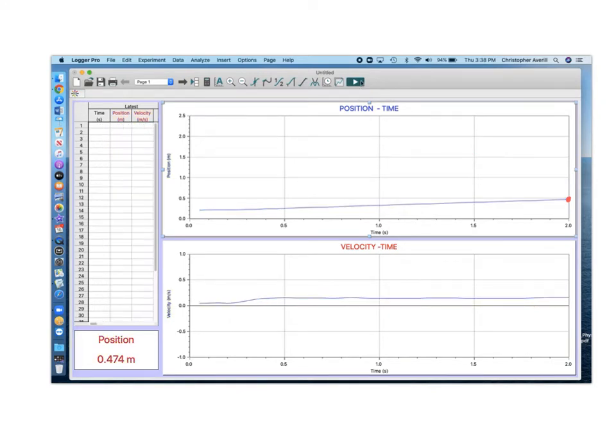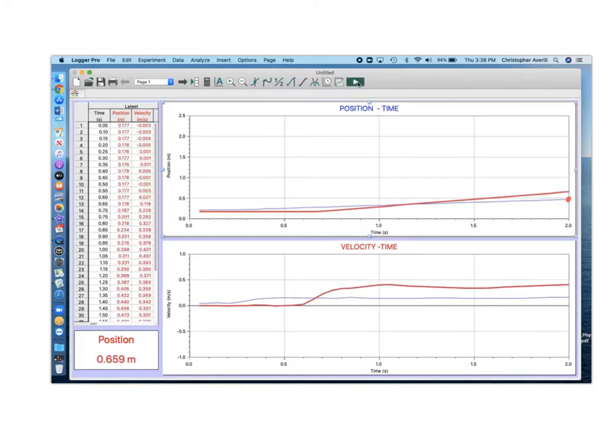Now let's see the graph that we get when we move our same box at a constant speed away from the motion detector, but at a faster rate. So let's go ahead and try that and see. So that's great. We now can see that we were successful in going faster because my final distance over the course of the 2 seconds was much farther.